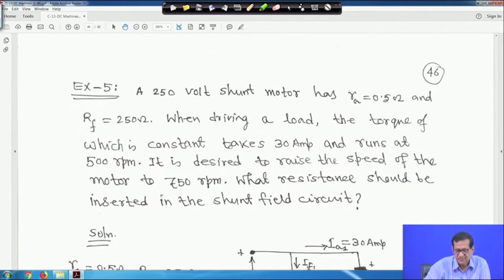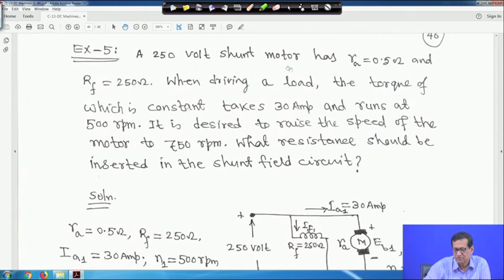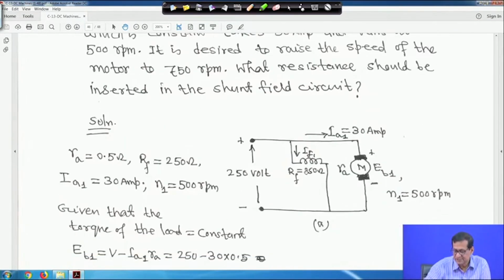So next is a 250 volt shunt motor that has Ra equal to 0.5 ohm and field resistance RF 250 ohm. When driving a load, the torque of which is constant, it takes 30 ampere and runs at 500 rpm. It is desired to raise the speed of the motor to 750 rpm. So 500 to 750, you have to raise the speed. What resistance should be inserted in the shunt field circuit? Initially there was no resistance in the circuit. So Ra is 0.5, Rf 250, I1 30 ampere, N1 500 rpm.